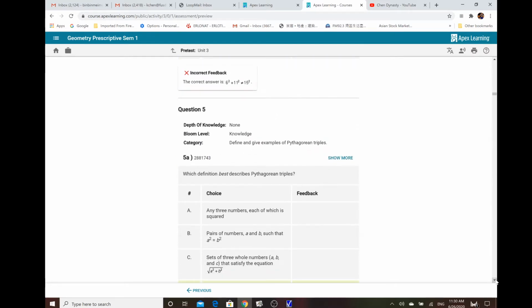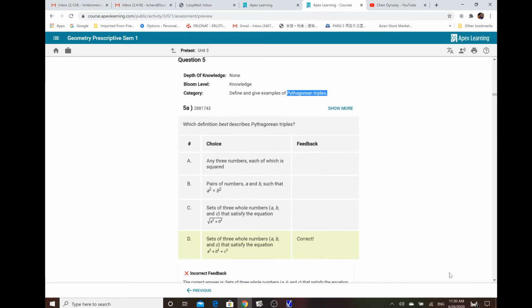And then question number 5, which definition best describes the Pythagorean triples? Anytime you see the keyword Pythagorean triple, that means a, b, and c, those three numbers must be whole numbers, positive integers. Okay. So a set of three whole numbers a, b, and c that satisfy the equation a squared plus b squared equals c squared. So answer D, that's correct.